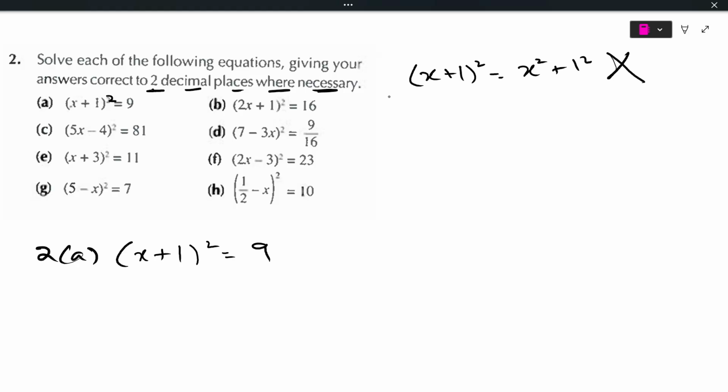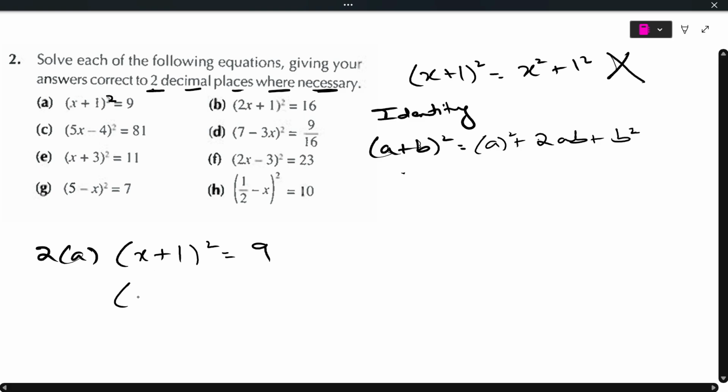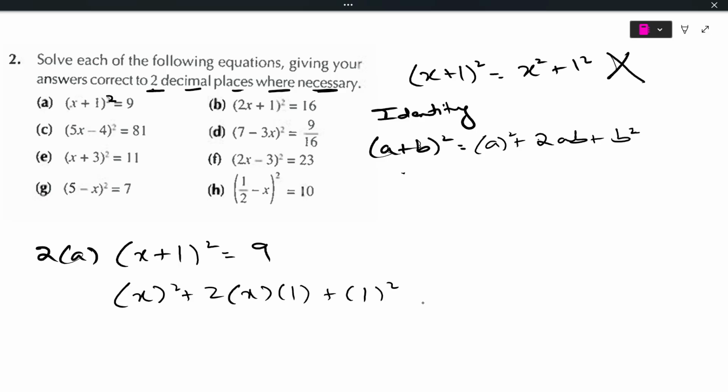Do you remember the identity? So it's x plus 1 in one bracket, and another bracket would be x plus 1 without the square anymore. Basically you will be using this identity, a plus b whole square, so a square plus 2ab plus b square. That's how you expand your bracket. So if I have to expand x plus 1 whole square, I'm going to open it like x square plus 2ab plus b square.